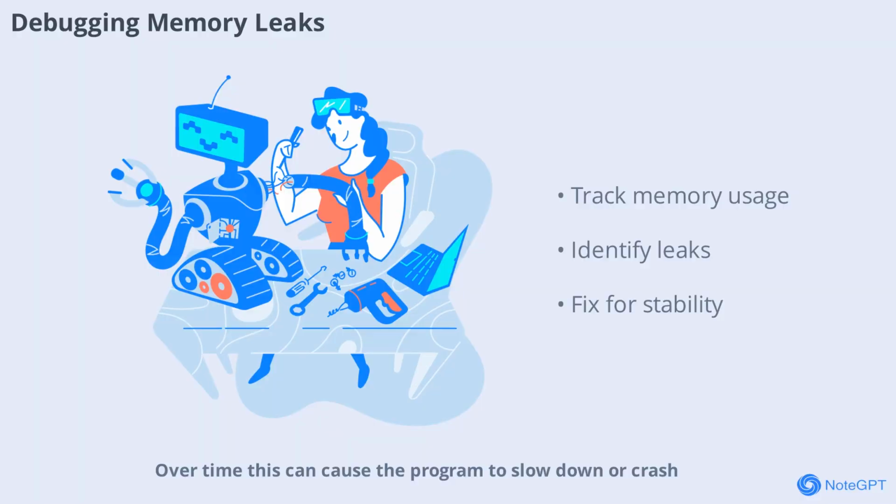Over time, this can cause the program to slow down or crash. Debugging memory leaks involves using specialized tools to track memory usage and identify where leaks are happening. Fixing these issues is vital for long-running applications.